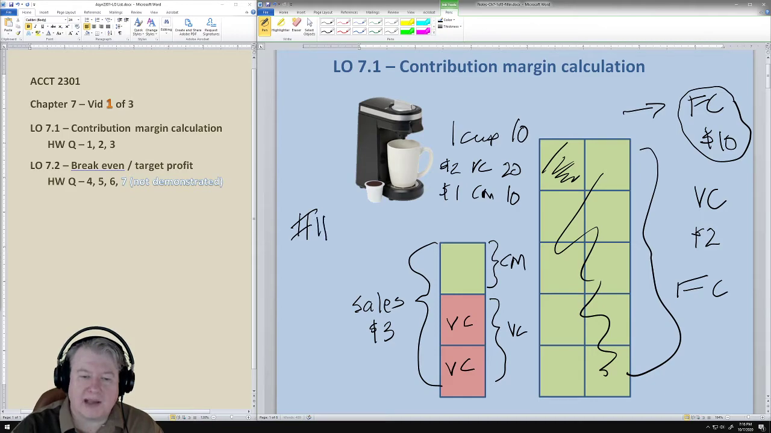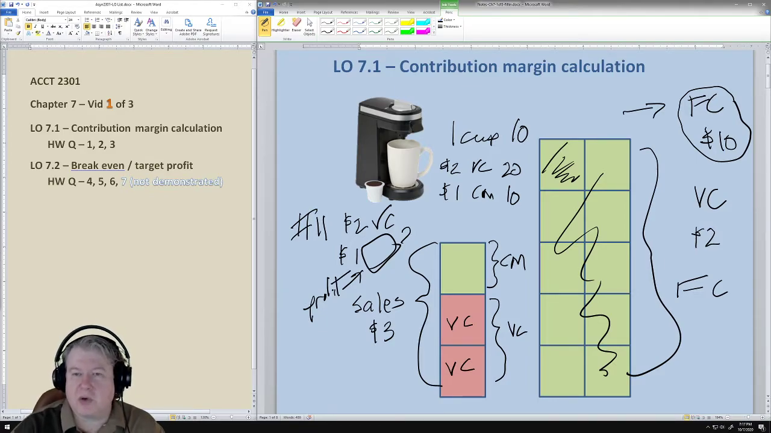Cup number 11, I still have to pay $2 in variable costs, but now I've got an extra dollar. Well, what is it going to? Well, I've paid off the fixed cost. This is your first dollar of profit. And that's why this is an important calculation to figure out, this variable cost.